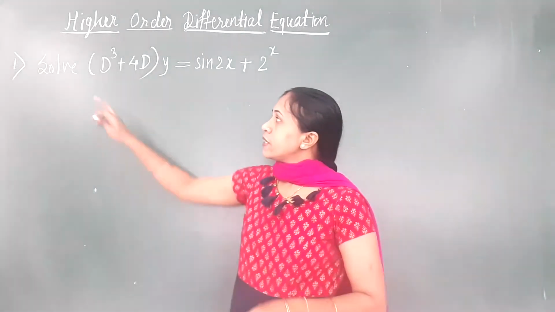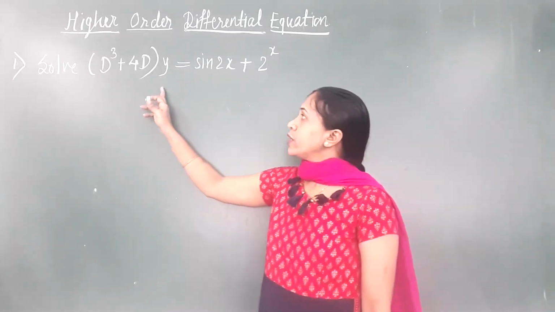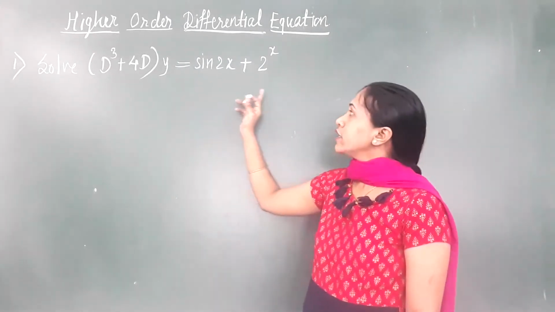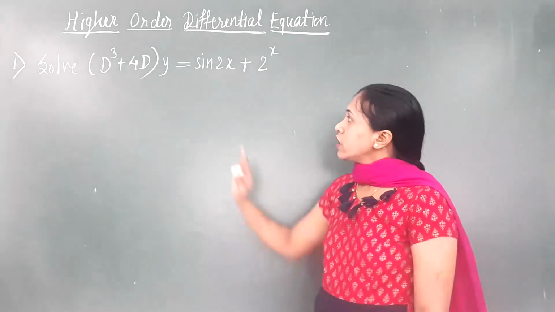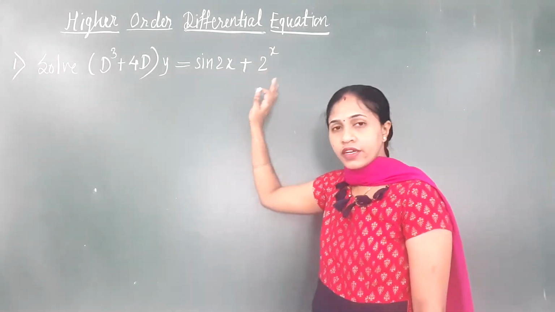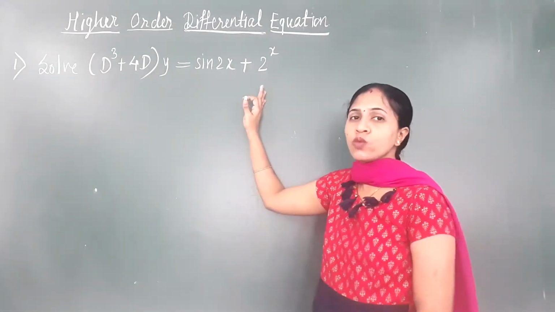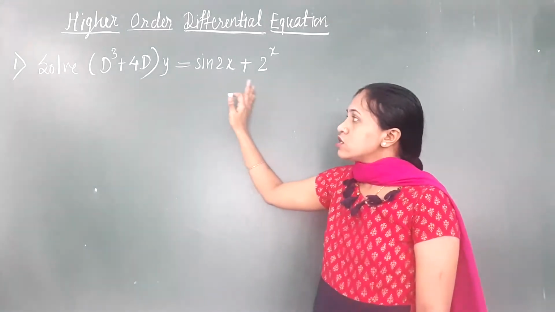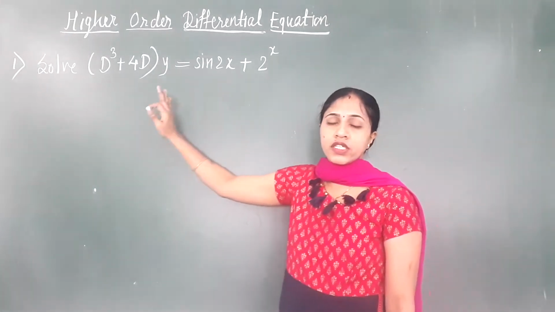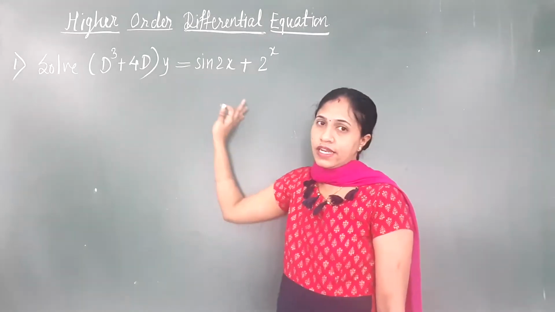So first example is solve (D cube plus 4D) multiplied by y is equal to sin 2x plus 2 to the power x. Now here the right hand side is present. If the right hand side is present, it is a non-homogeneous differential equation. So for a non-homogeneous differential equation, the solution is both CF as well as PI.